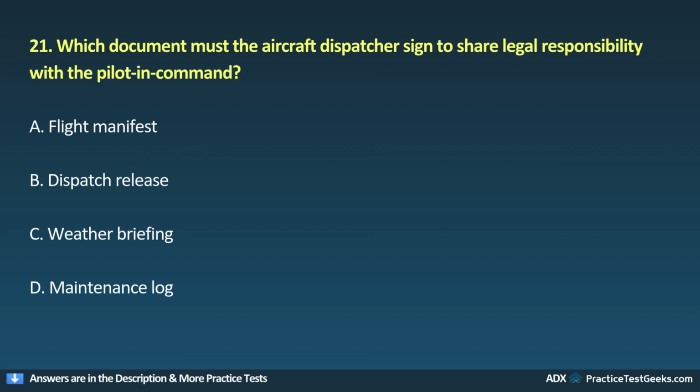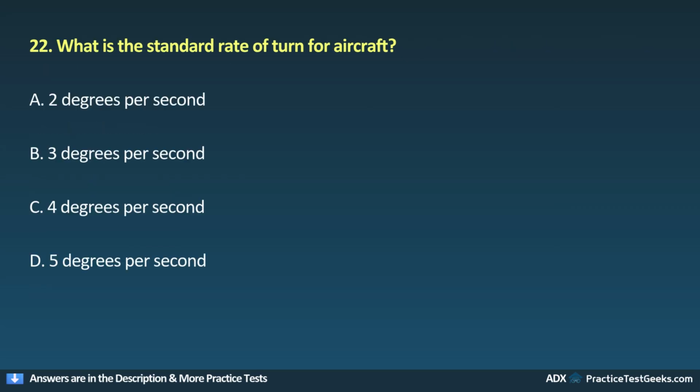A. Flight manifest. B. Dispatch release. C. Weather briefing. D. Maintenance log. 22. What is the standard rate of turn for aircraft? A. 2 degrees per second.